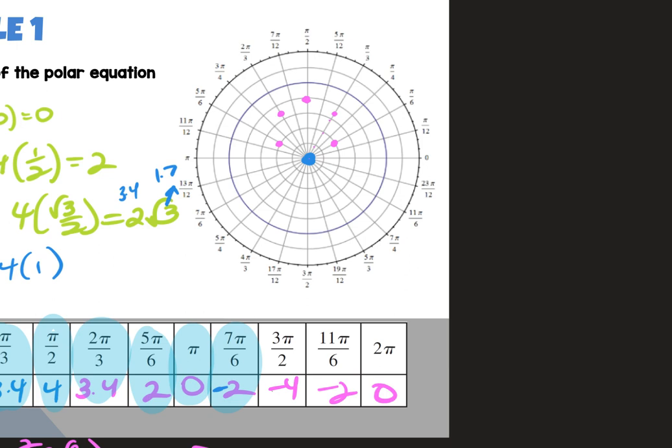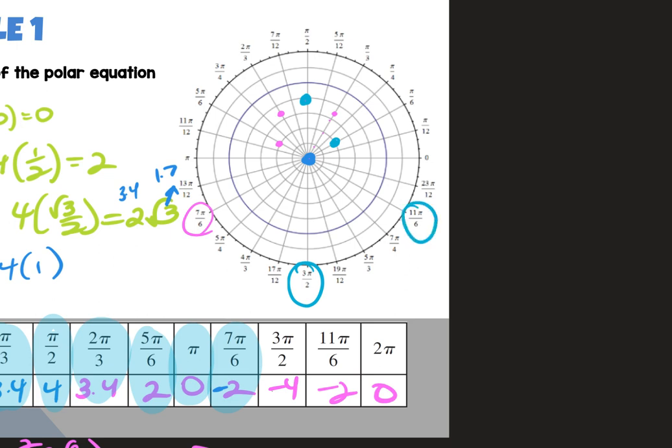It goes the other way. So 7 pi over 6 is down here, but instead of coming towards it, I'm going away from it too. And it's the point that's already there. 3 pi over 2, negative 4. 3 pi over 2 is here, but instead of coming towards it, I'm going away from it. The point's already there. 11 pi over 6 and negative 2.